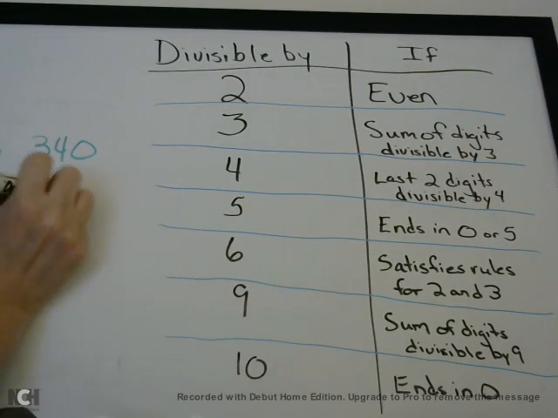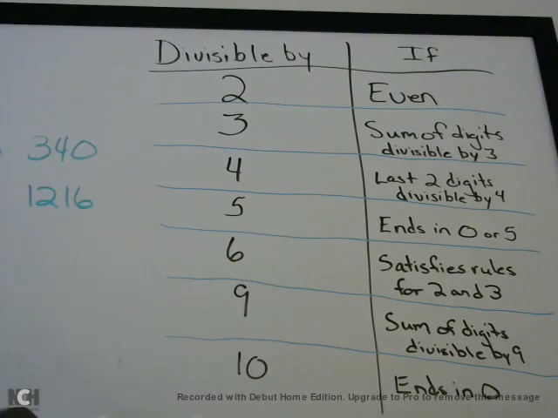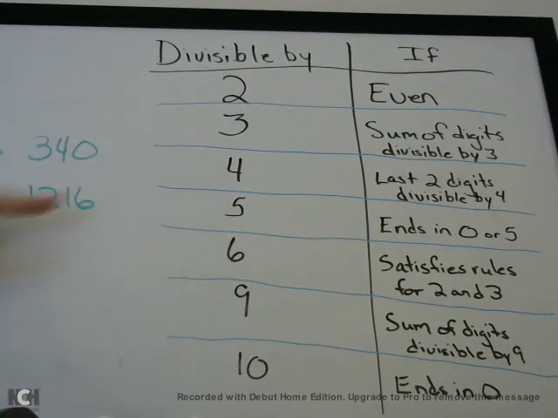How about 1216? Is that divisible by 4? Well, you don't have to go through the whole division. You just look at the last two digits, 1 and 6, which is 16. Is 16 divisible by 4? Yes, we know 16 divided by 4 is 4.